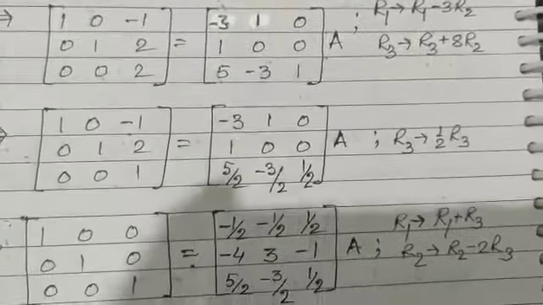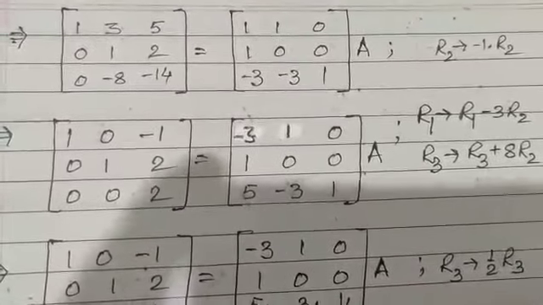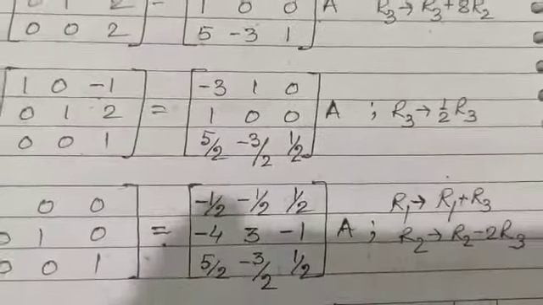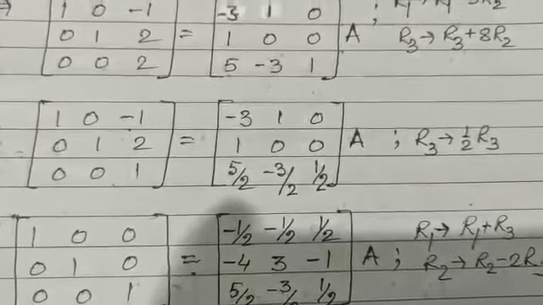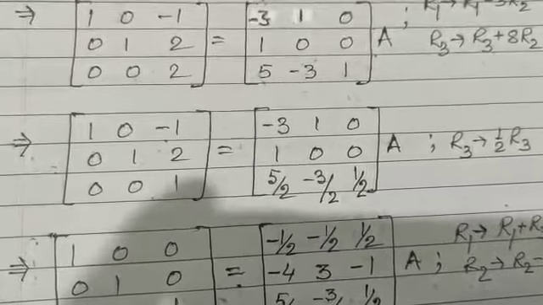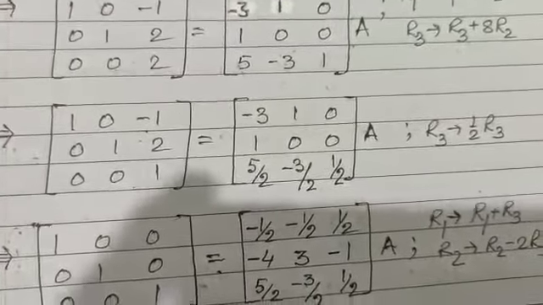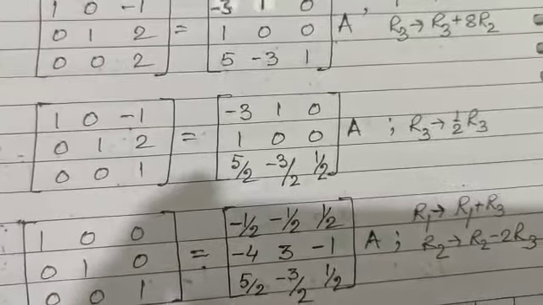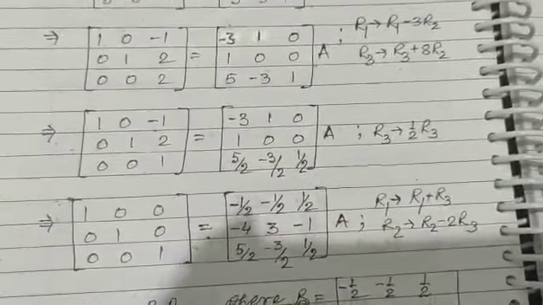Now the fifth step is to make the element A33 equal to 1. The element was 2. So if we multiply the third row by 1 by 2, that element will be 1. So we have done this. The elements of the third row are 0, 0, 1, and the remaining two rows remain the same. On the right hand side, 1 by 2 is multiplied to all elements of the third row, giving 5 by 2, minus 3 by 2, 1 by 2, and the remaining two rows remain the same.